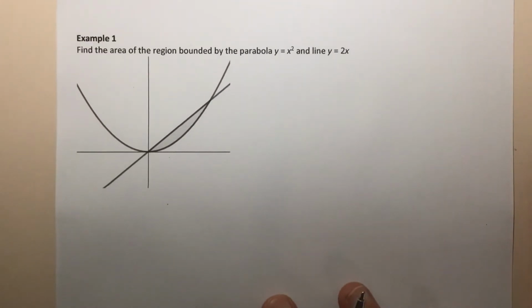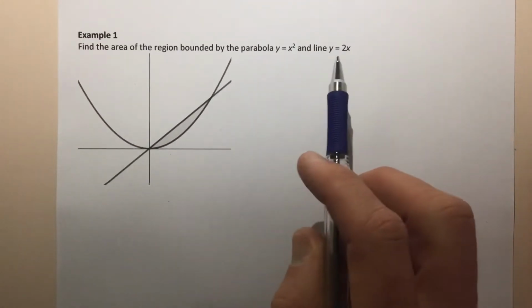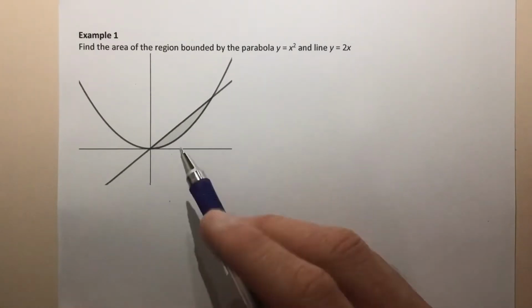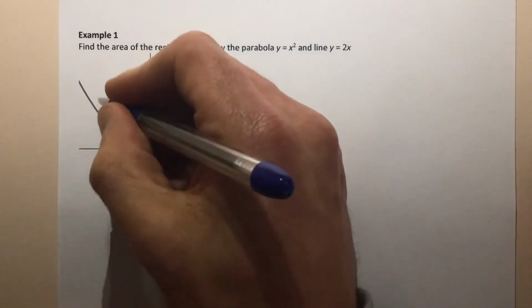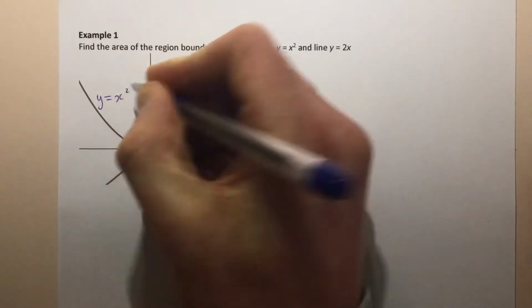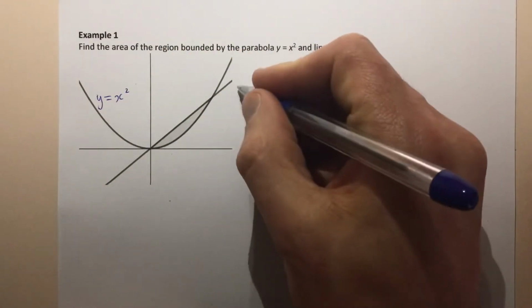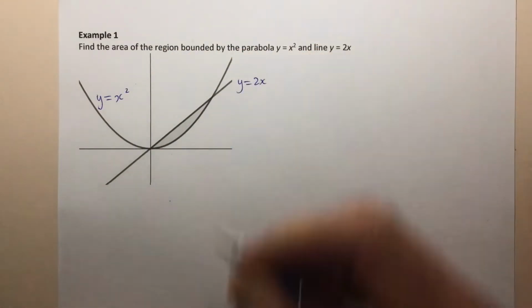Example 1, we're going to find the area of the region bounded between the parabola y equals x squared and the line y equals 2x. So you can see we've got the graph here, and we should know from our knowledge of functions that this one's the parabola, y equals x squared, and the linear graph is y equals 2x. So you can label them there.